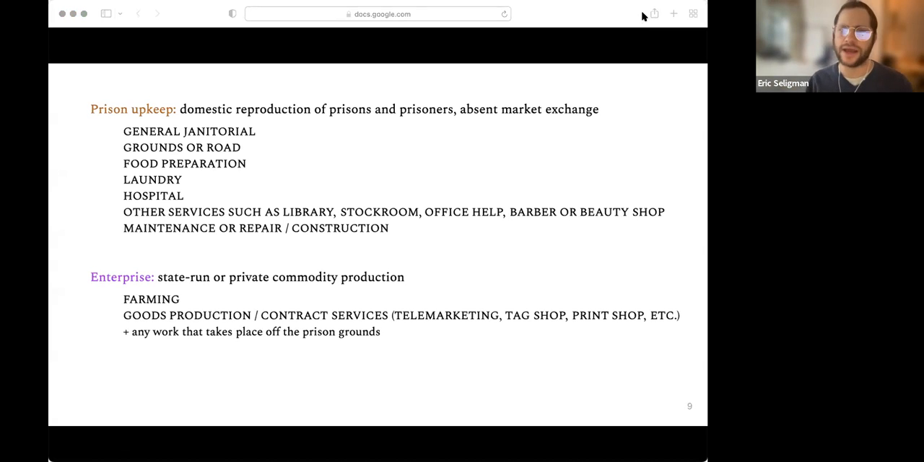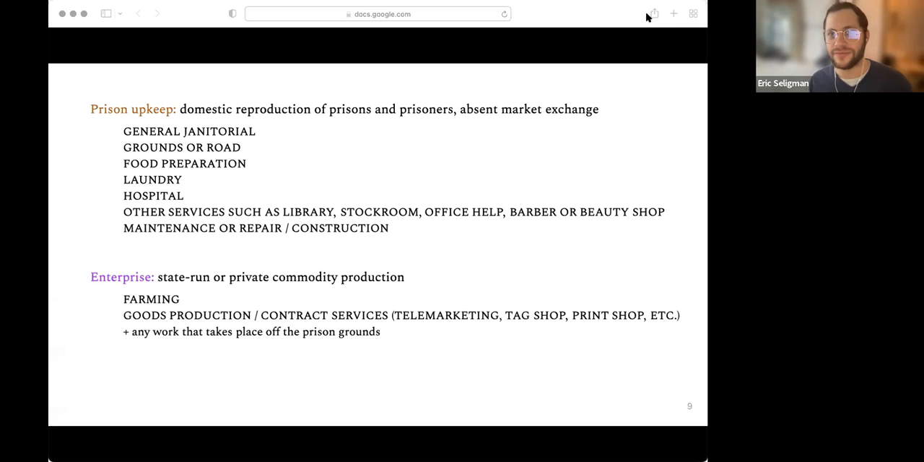And this is largely aligned with other categorizations that we've seen. Prison Policy Initiative has, I think, prison upkeep and industry, and a scholar named Asadar Bear talks about prison household production and commodity production. Those largely map onto those exactly.